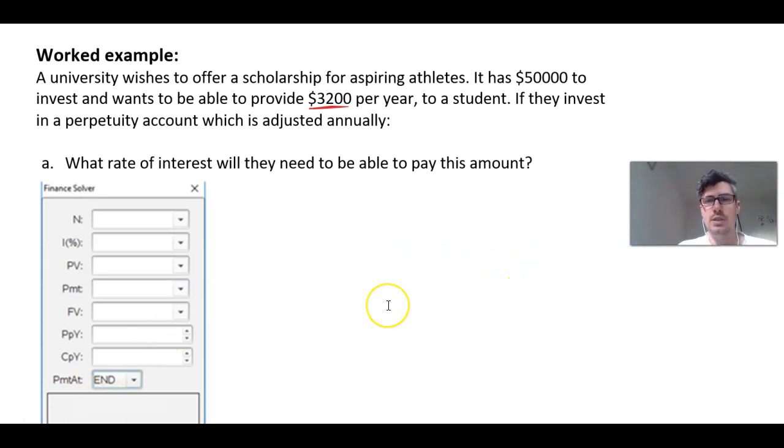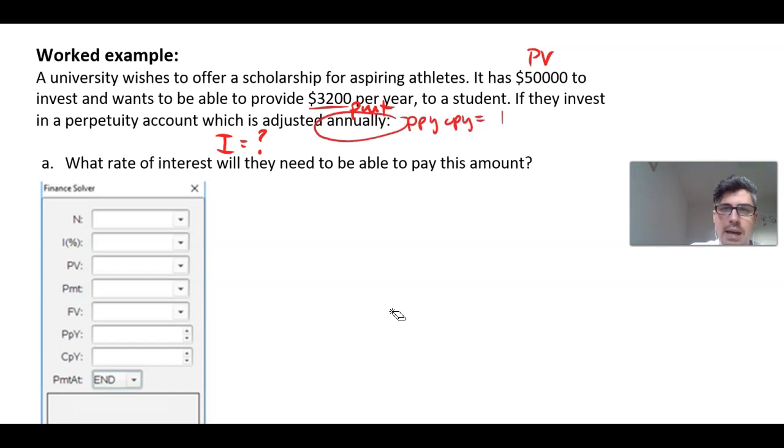Let's just go through and see what we've got. We've got our principal value. We've got our PMT. The rate, we don't know. PPY, CPY is actually 1 in this case because it's an annual adjustment. Future value is also the same as PV, but PV will be the negative version. And N is just 1. N can just be 1 for these questions.